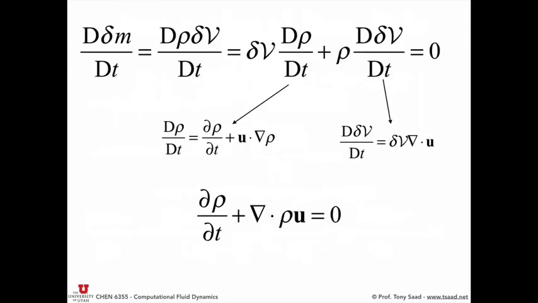We're going to show that this d rho dt, we know what it is. But this d delta v by dt is actually related to the dilatation. It's proportional to div u. Okay, it's delta v times div u. And then when you do the substitution, you get the continuity equation, the mass conservation equation. Okay? So next week, we're going to do the linear momentum equations.